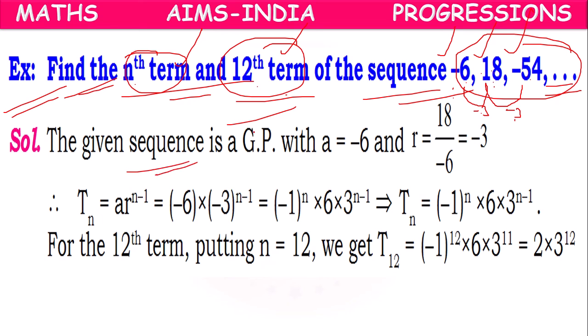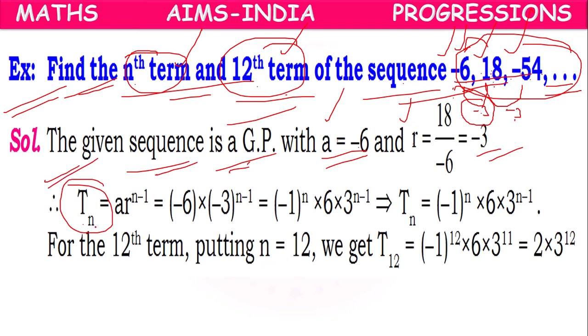In the given sequence, except the first term, the remaining terms are obtained by multiplying the previous term with a fixed number. So the given sequence is an example of a GP with first term a equal to minus 6, and common ratio minus 3. Then the formula for the nth term is Tn equal to a into r to the power of n minus 1. In place of a, we keep minus 6, and in place of r, we keep minus 3, to the power of n minus 1.